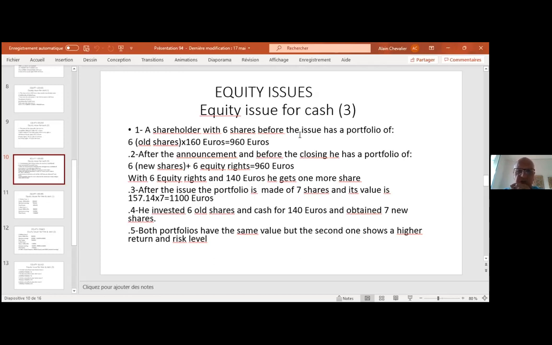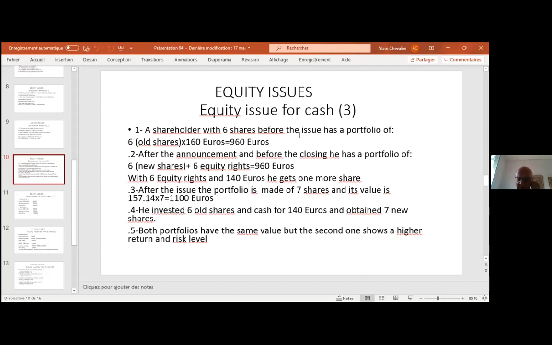So if he has 6 shares before, he has a portfolio value of 6 old shares multiplied by 160 euros, which was the market price, remember, just before the announcement of the second issue, the issue for cash. That means he owns 960 euros. Now, after the announcement, at the beginning of the transition period, he has 6 new shares plus 6 equity rights for 960 euros.